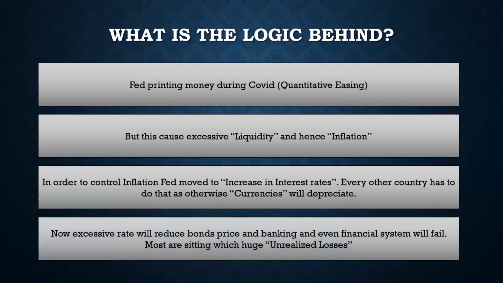Right now, excessive rates, as I mentioned, will reduce the bond price, because there is an inverse relationship between the bond price and the yield. The more the return, the lesser the price, right? And the lesser the return, the more the price, right? So excessive return will reduce the bond price, and the banking and even financial system will fail. And that's what has happened.